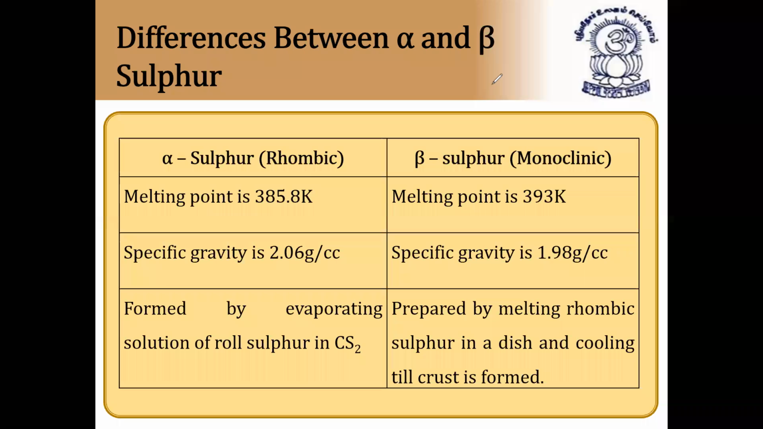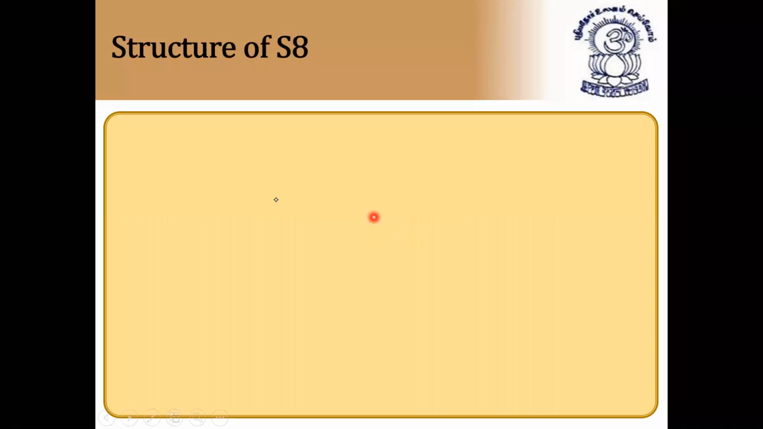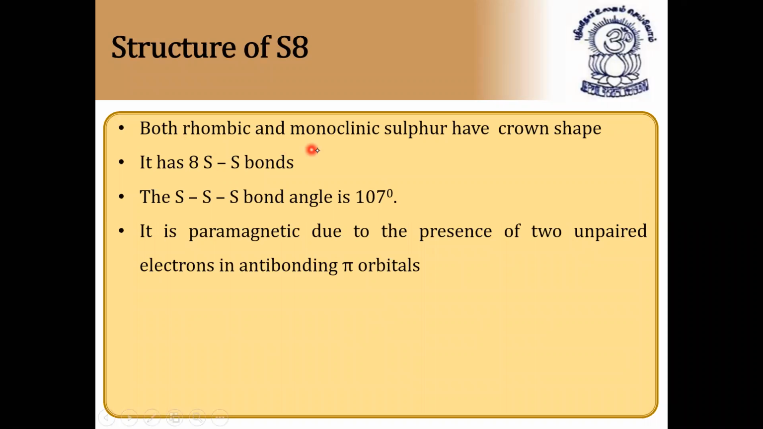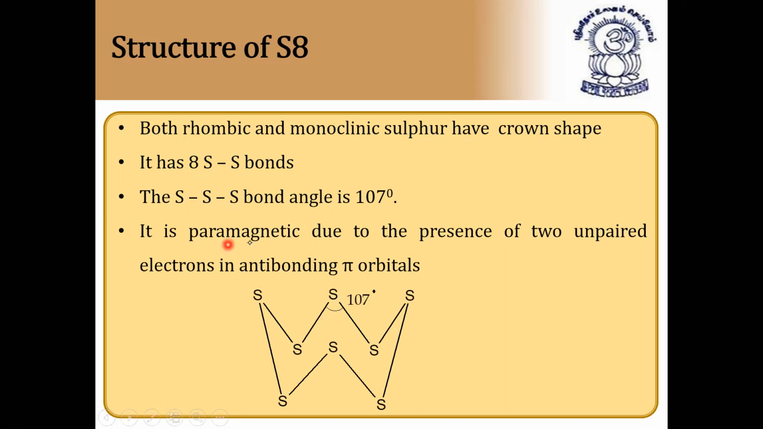Next, structure of the S8 molecule. Both rhombic sulfur and monoclinic sulfur have a crown shape. It has 8 S-S bonds. How many S-S bonds? 8. The S-S-S bond angle is 107 degrees. It is paramagnetic due to the presence of two unpaired electrons in antibonding pi orbitals. The S8 molecule is paramagnetic, very very important.